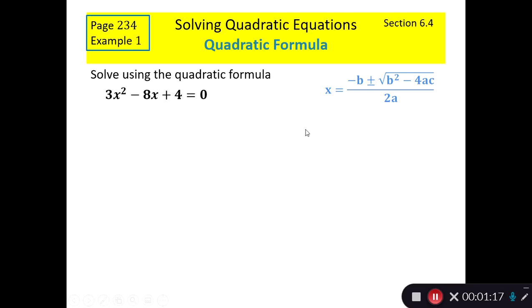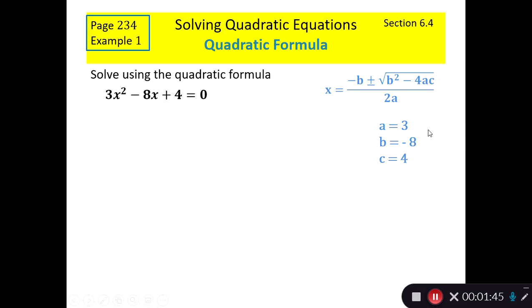Let's go. Here is the formula. Now, you're going to solve using the quadratic formula. We have 3x squared minus 8x plus 4 equals 0. It equals 0, so we're good. We're a go. A is 3, b is negative 8, c is 4. So you're going to come over and write what a, b, and c are.